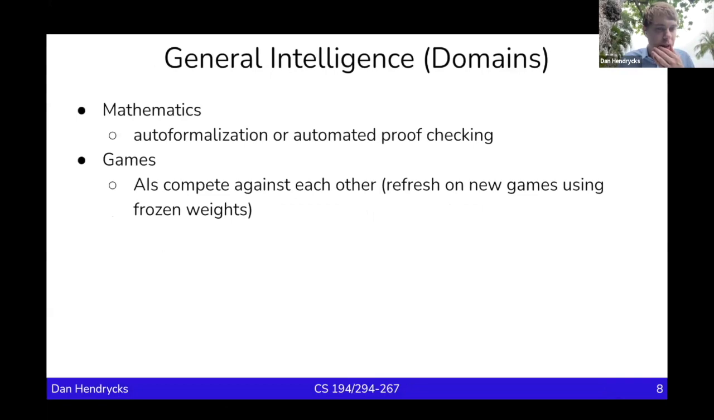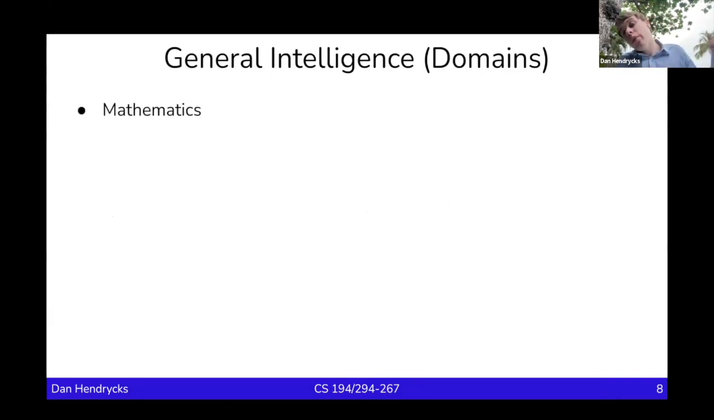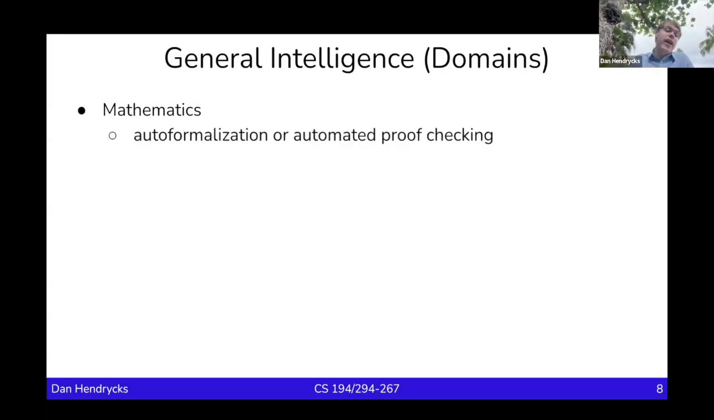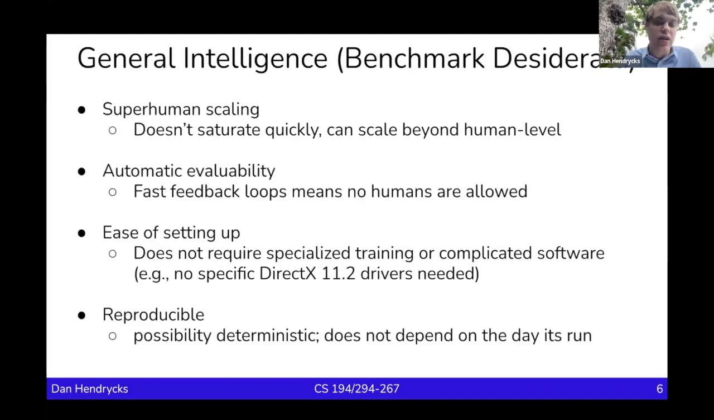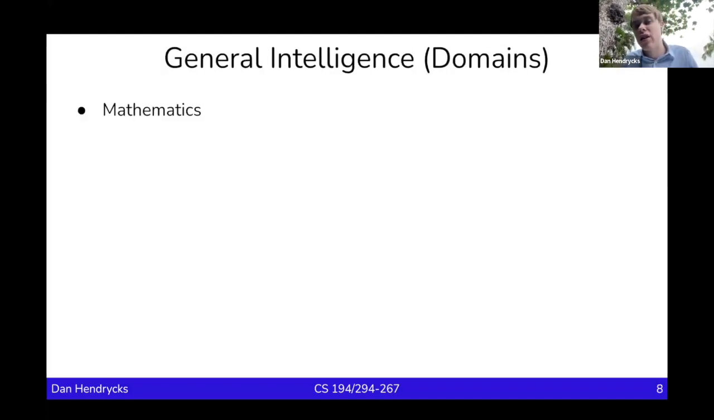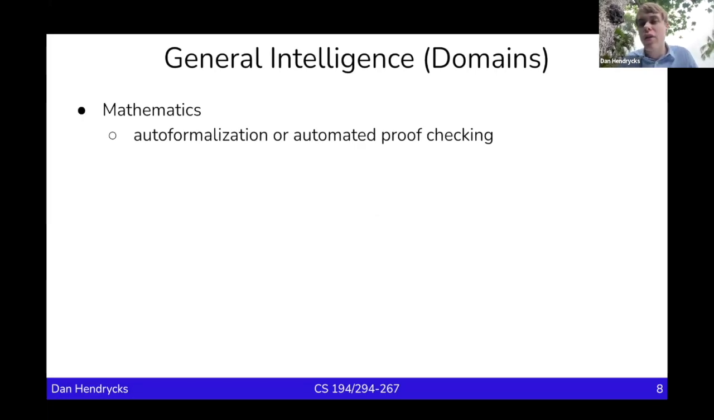Maybe I'll skip this. Well, here, I'll mention what are some possible ways that we could measure capabilities going forward that satisfy all these properties? One thing is in mathematics, and that would be like auto formalization or automated proof checking. That still probably is bad on the ease of setting up, but it at least has a lot of other things that it can scale beyond human level intelligence and all these other sorts of things. It can prove things that humans couldn't prove, but there's a sort of proof checker that can say whether it's correct or not.